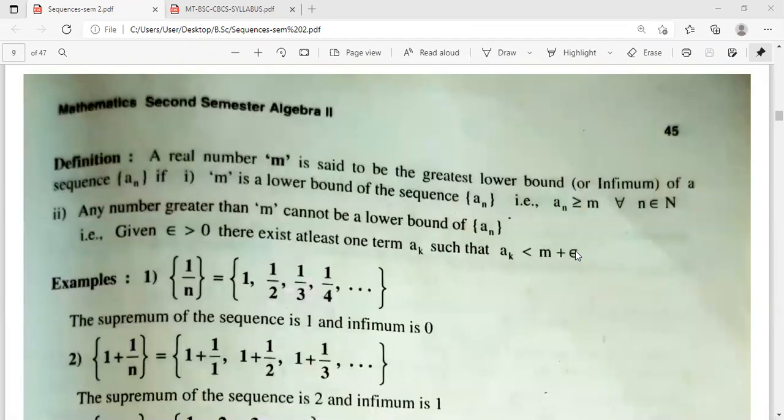And now you see the second definition, the infimum. A real number m is said to be the greatest lower bound or infimum of the sequence an if m is the lower bound of the sequence. Already I have told you, after seeing the previous classes, lower bound means an greater than or equal to m. Don't bother about small m or capital M; if you write capital M, use capital M, and if small m, small m. Just concentrate on this. Lower bound means, according to the definition, you can write an greater than or equal to M.